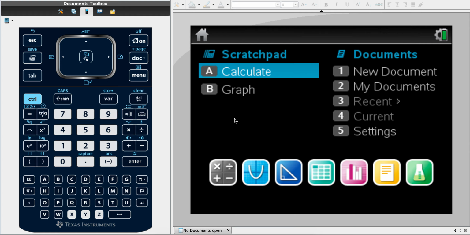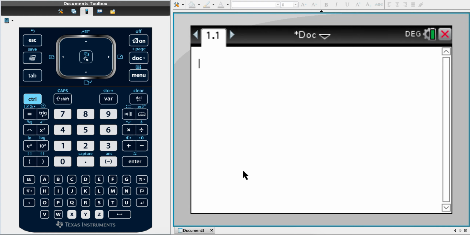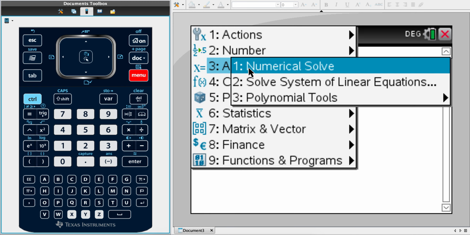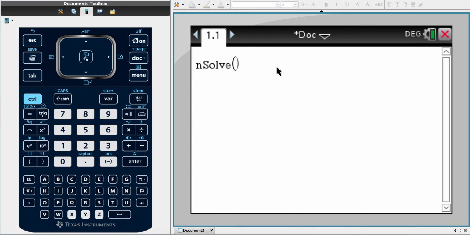So on the number unit, there's two main things that we're going to be using where the GDC can really help us with our work. The first one is in the calculation page, or they're both actually in the calculation page. And we can go to Menu, Algebra, Numerical Solve. And this will help us solve any linear problem where you're trying to find something that's missing.